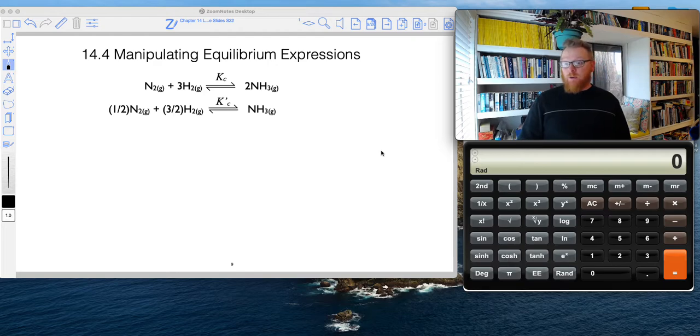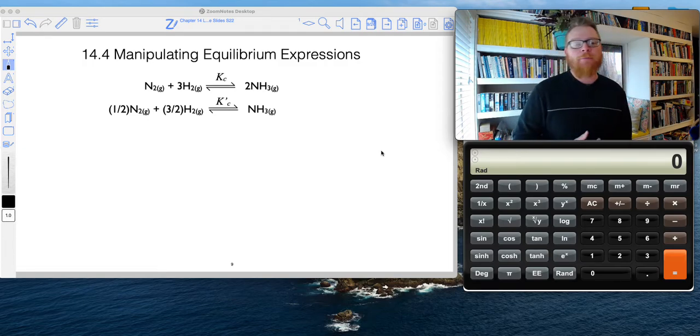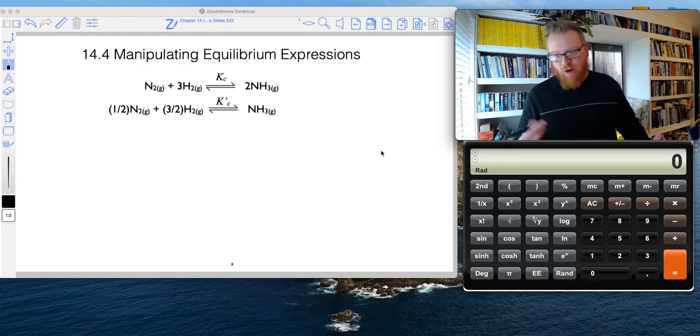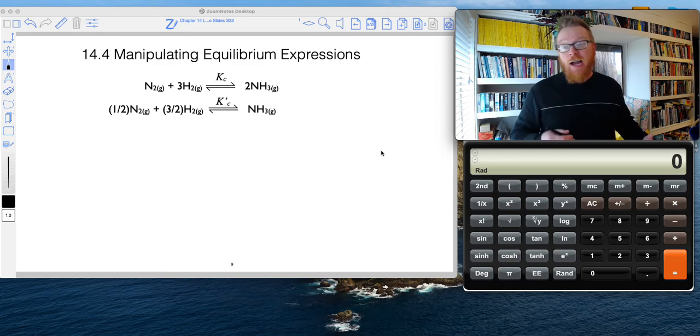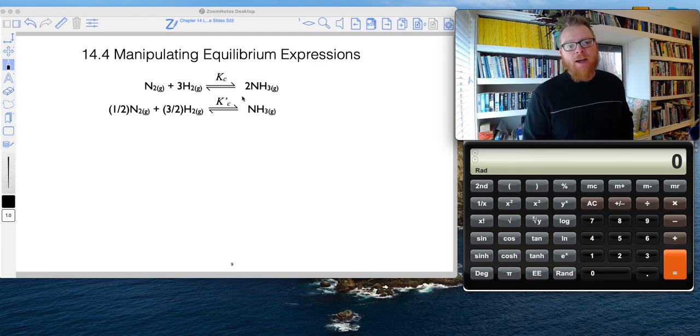14.4, manipulating equilibrium expressions. Up to this point, we've talked about how the equilibrium constant is constant. But the value of that constant can change depending on the units that you're using in the reaction, right? We noted that Kc and Kp for the same reaction can have different values because there are different units. Well, as we shall also see, the Kc value can change depending on how you balance the reaction.